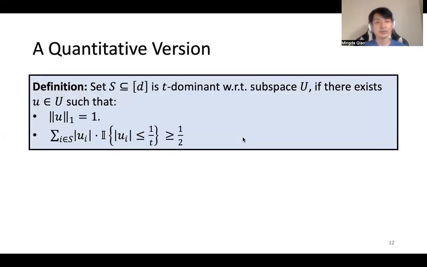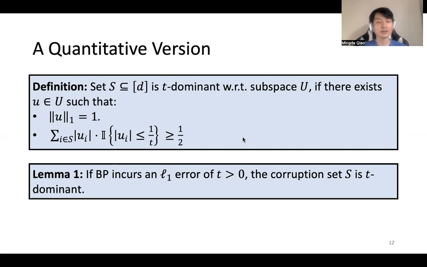The first step in our proof is to prove a quantitative version or extension of the textbook result. So we have this definition saying that a set S is T-dominant with respect to the subspace U if we can find a vector little u with a unit one norm, and such that if we look at all the entries with indices in S, and we only count the ui whose absolute value is less than 1/t, the contribution of these coordinates to the one norm of u is at least half.